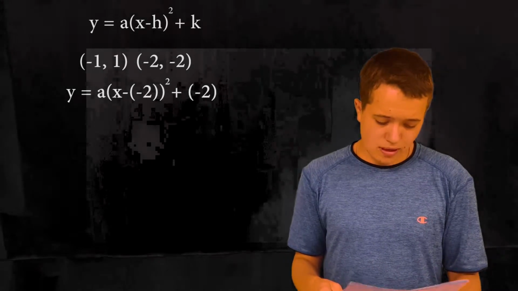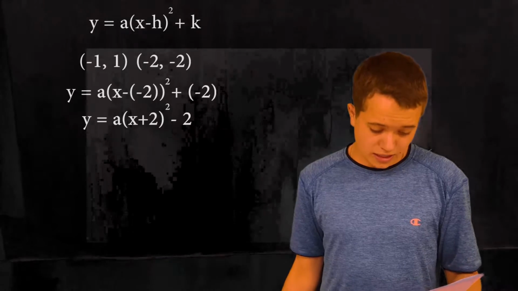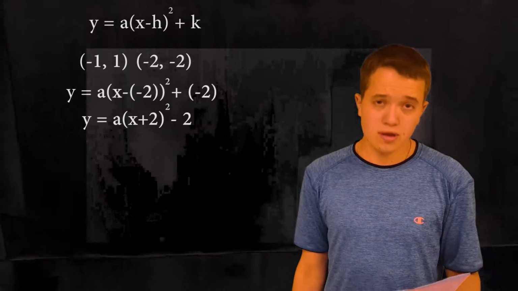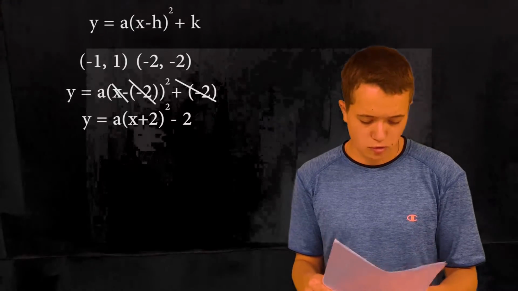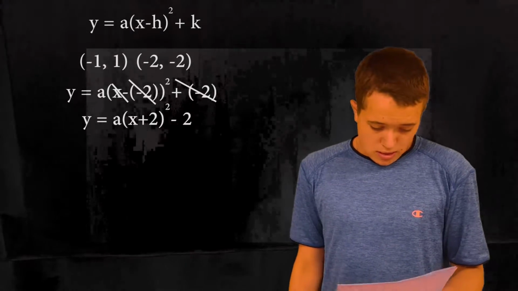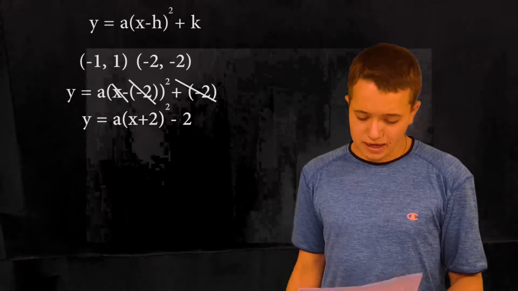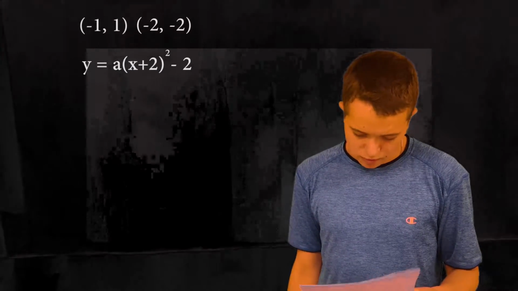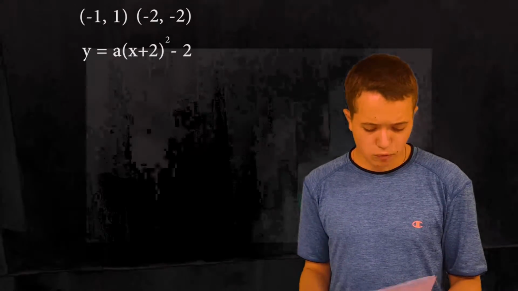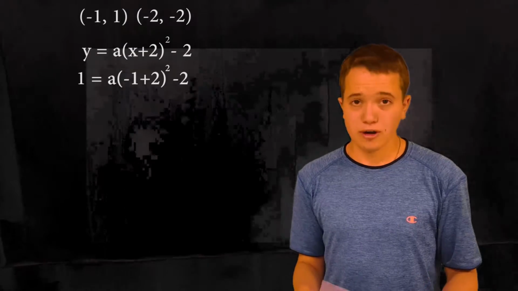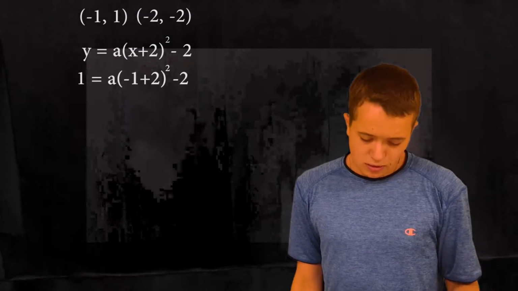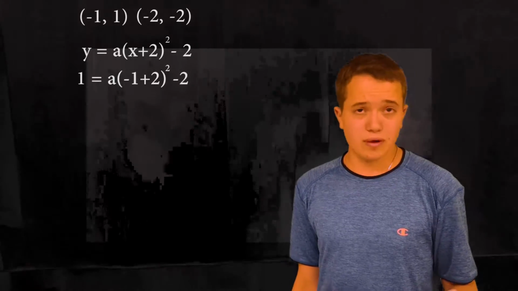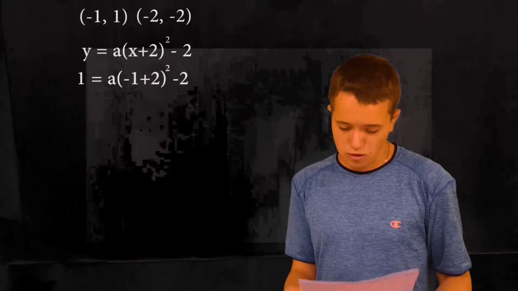Which would then become y equals a(x plus 2) squared minus 2, because the two negatives would cancel out, and the negative 2 would overrule the positive. Because we know that (negative 1, 1) is a point on the graph, we can substitute it in. The negative 1 goes in for x, and the positive 1 goes in for y. 1 equals a(negative 1 plus 2) squared minus 2.